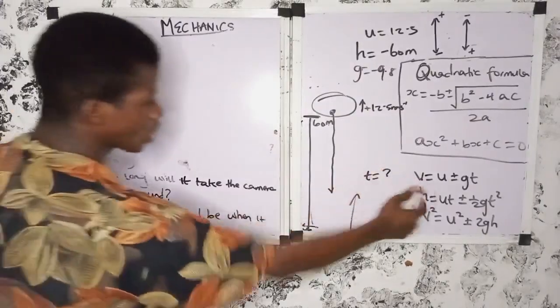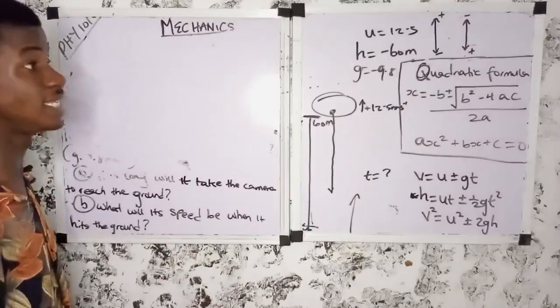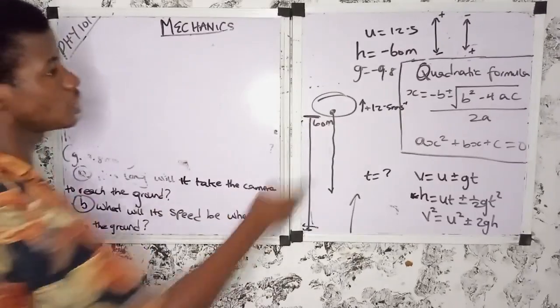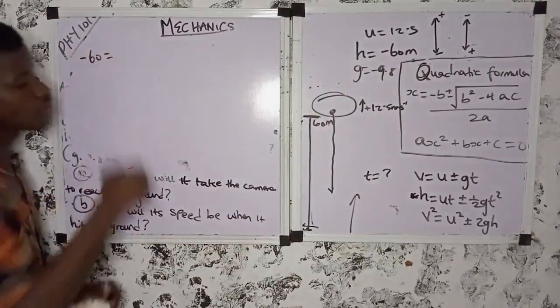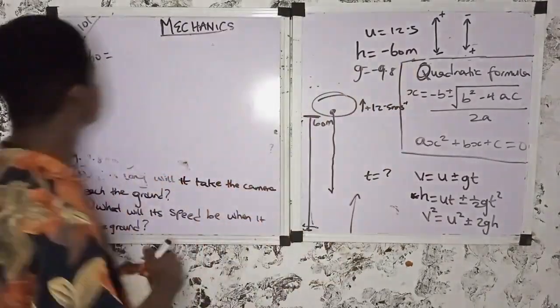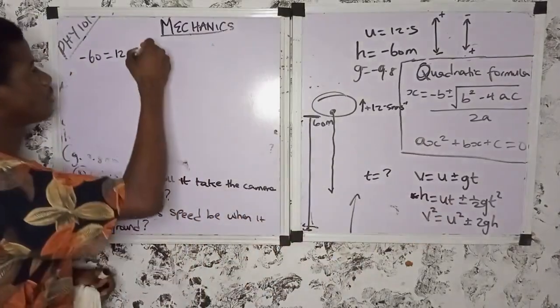So using the second equation, our height, or our displacement rather, remember, displacement is a vector quantity. So our displacement is minus 60, equals u, which is positive 12.5, times the time, which we are looking for.